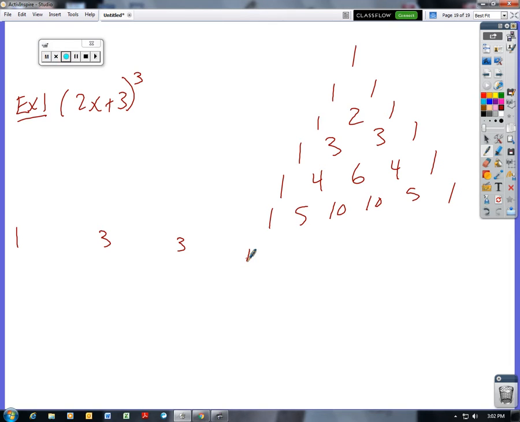Lots of room to work. And then the first term is going to be 2x to the third. The next one's going to be 2x squared, and then 2x. And there's no 2x here. Now I'm over on the end. I'm going to have 3 cubed, and I'm going to work back to the left. 3 squared, 3, and there's no 3 there. Because there's a plus there, they're all pluses.